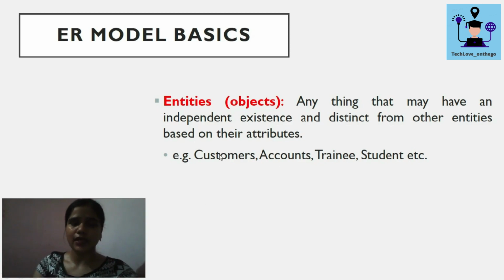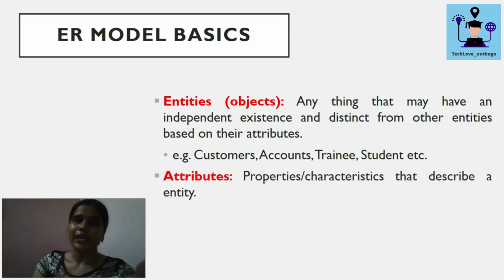We can see some examples of entities: customer is an entity, accounts is an entity, trainee is an entity, and student is also an entity. Here, every student is different from other students. So we need some properties of a student which distinguish between any two students. Like if you are in a BTech class, there can be some student who is in second year, and some student who is in third year. So we should be able to distinguish between these two students.